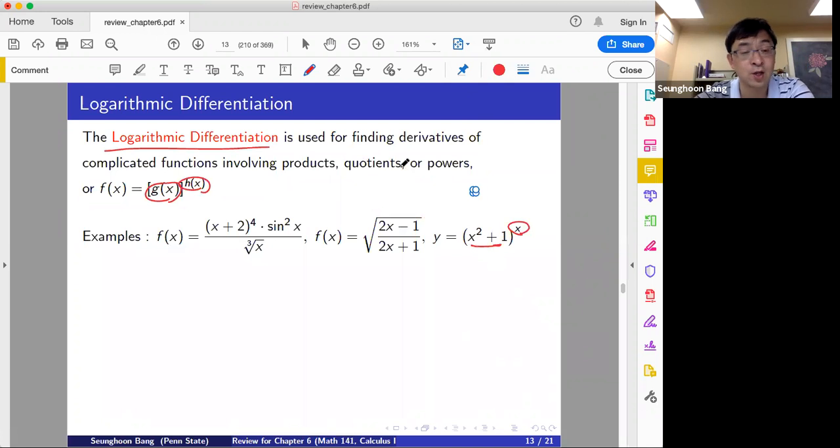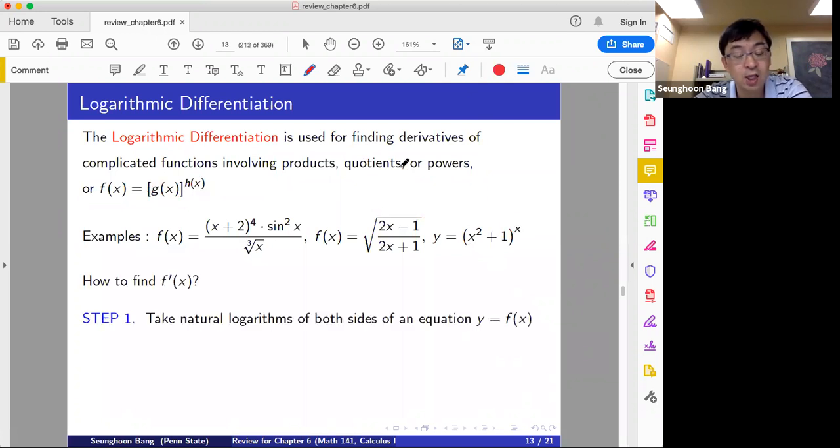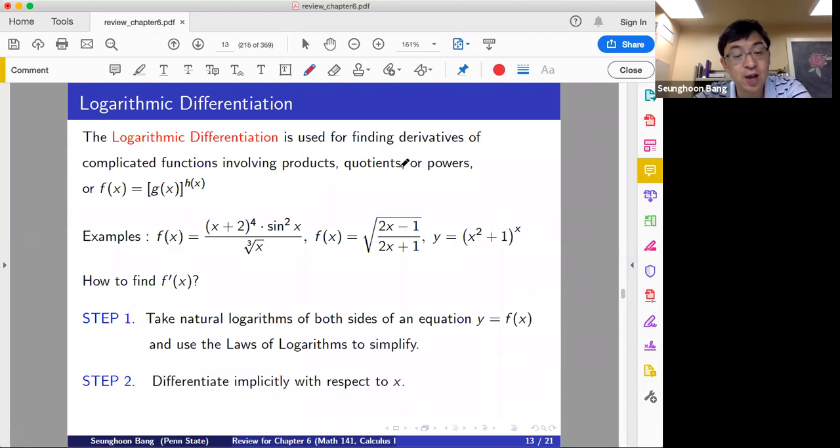Like logarithmic differentiation, you can follow 3 steps. Step 1, take natural logarithms of both sides of an equation y equals f of x, and use the laws of logarithms to simplify, or expand. Step 2, differentiate with respect to x. Step 3, solve the resulting equation for y prime. The y prime is the same as f prime of x. It's like a whole right here.